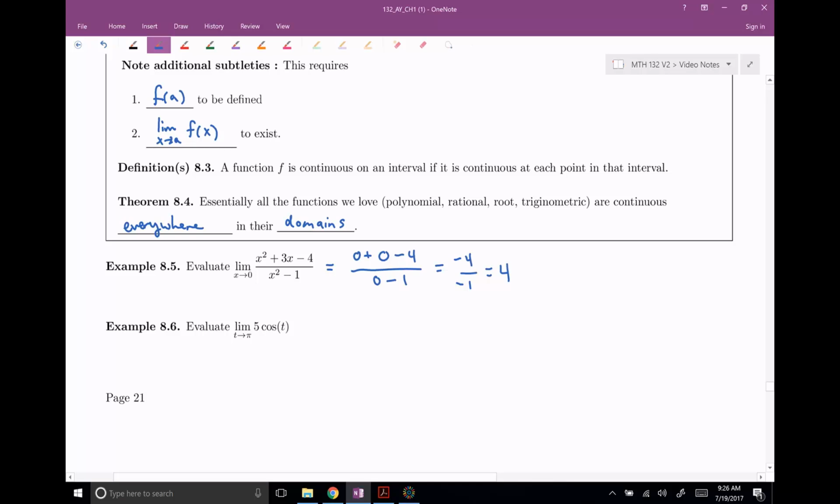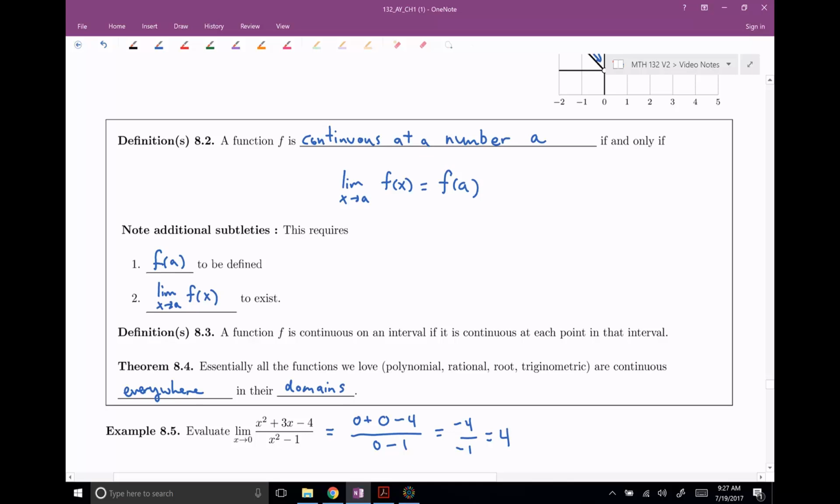Now we used to call this in 1.6 the direct substitution property, and this is a little bit more formal, right, because the function is continuous. That's why we can go ahead. So in order to evaluate this limit, we know that that limit is going to be the same thing as the function's value, in this case at 0.